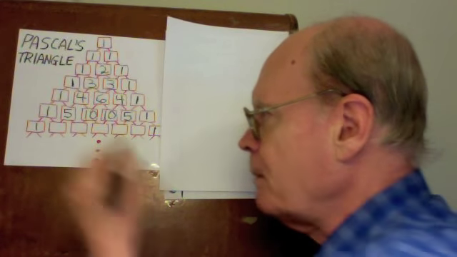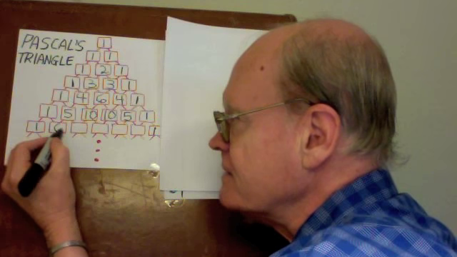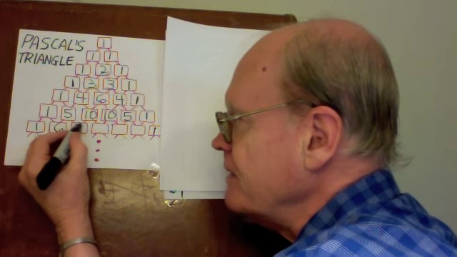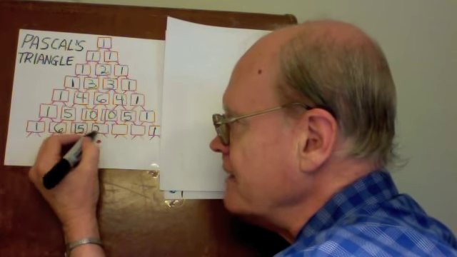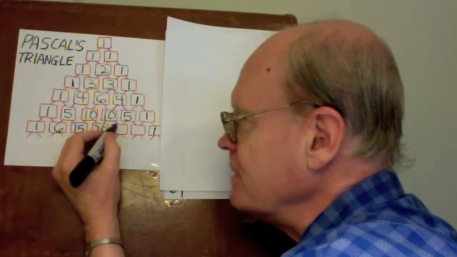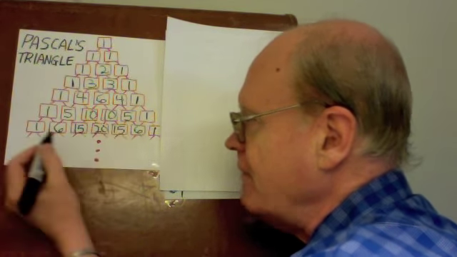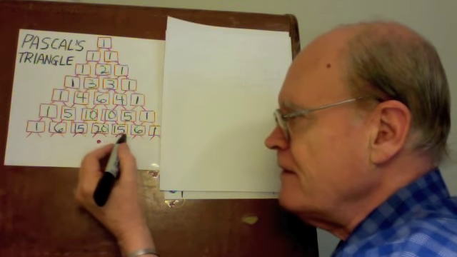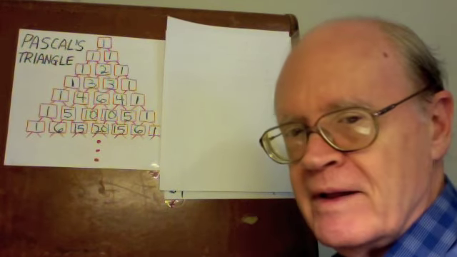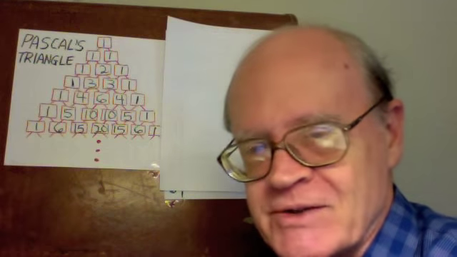And below that, 1 plus 5 is 6, 5 plus 10 is 15, 10 plus 10 is 20, 10 plus 5 is 15, 5 plus 1 is 6. And so we have 1, 6, 15, 20, 15, 6, 1. That's Pascal's triangle.